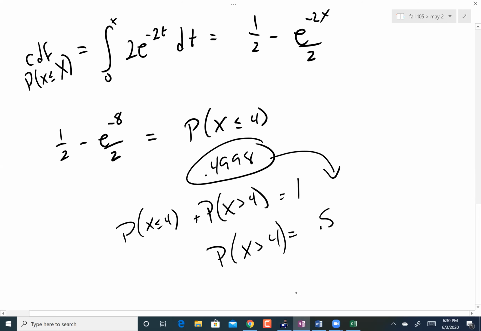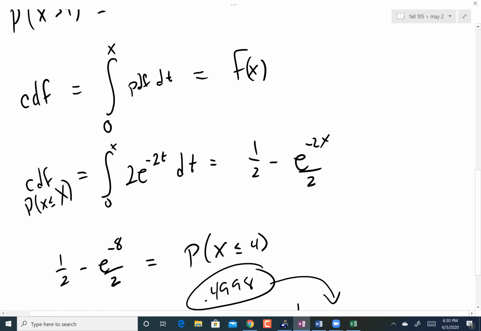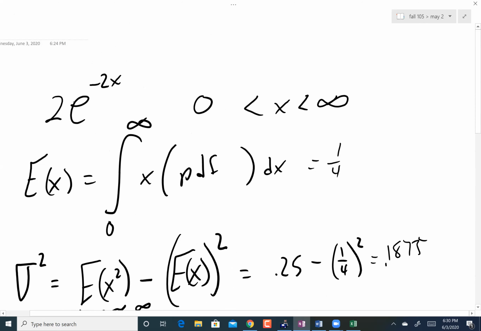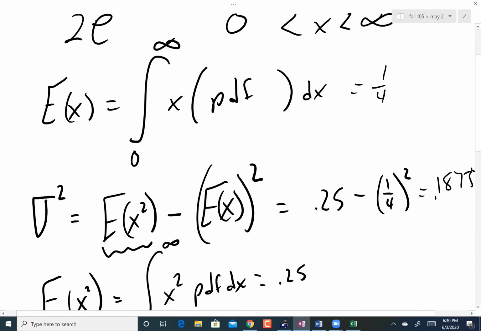Those are the kind of problems that I will do on that. I will do that a bunch on that problem. I want that to be pretty straightforward for you. So I'll start off with a situation where I say, listen, here's a PDF, or verify that it's a PDF, something along those lines. Then I'll have you find expected value and variance.